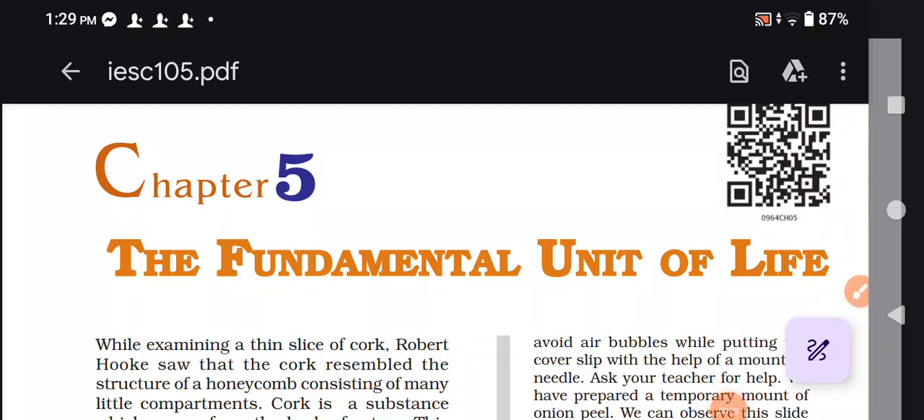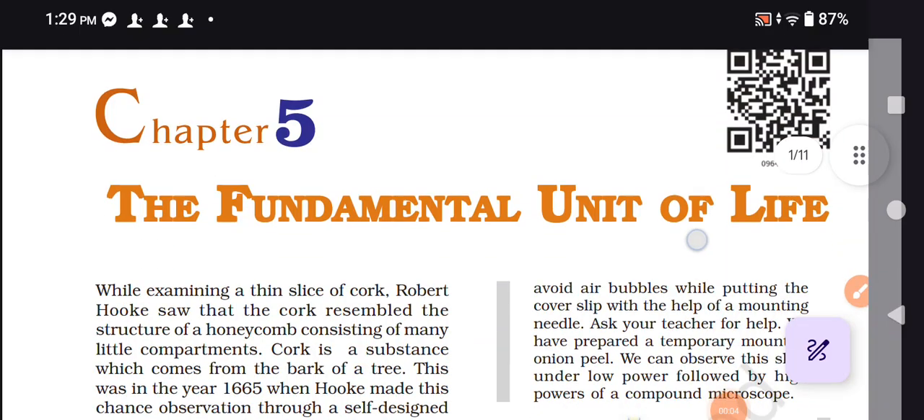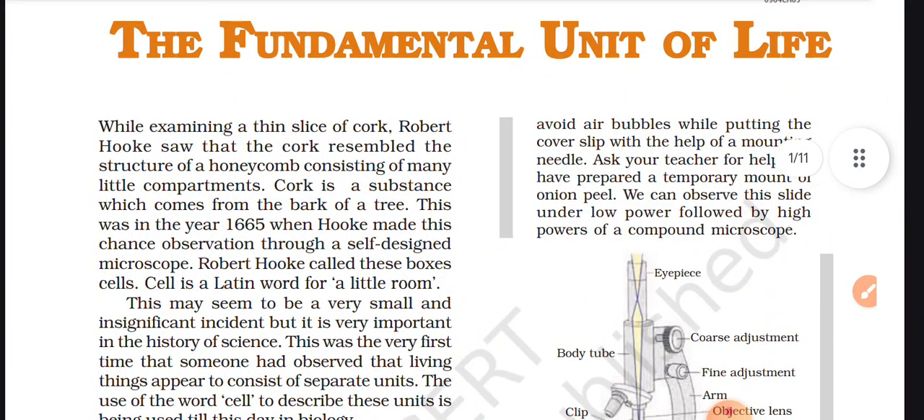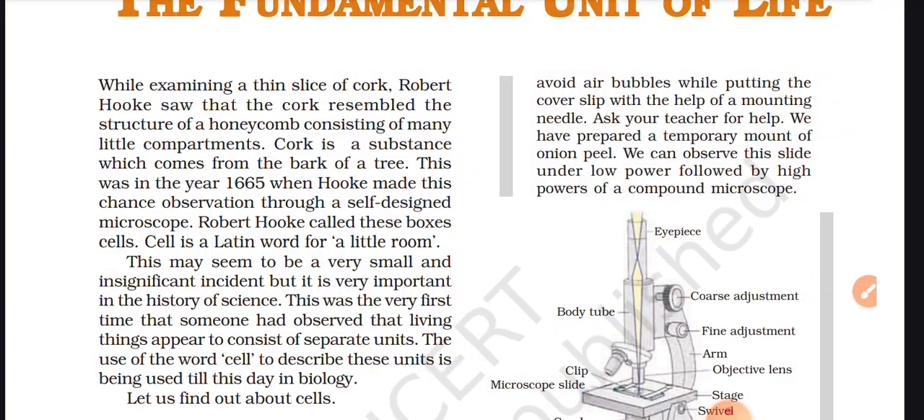Chapter 5: The Fundamental Unit of Life. While examining a thin slice of cork, Robert Hooke showed that the cork resembled the structure of a honeycomb consisting of many little compartments. Cork is a substance which comes from the bark of a tree. This was in the year 1665 when Hooke made this chance observation through a self-designed microscope. Robert Hooke called this box a cell. Cell is a Latin word for a little room.